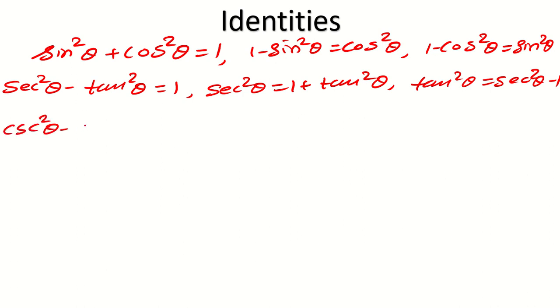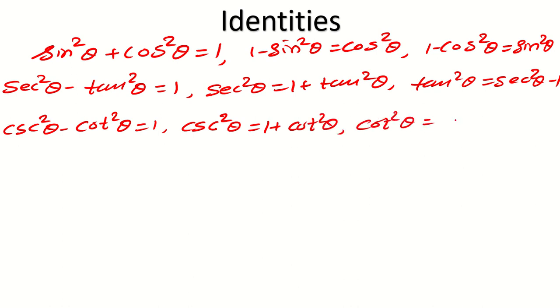cosec square theta minus cot square theta is equal to 1, which means cosec square theta is equal to 1 plus cot square theta, and cot square theta is equal to cosec square theta minus 1. These are the three identities with sine, cos, sec, tan and cosec and cot. Okay. After this, you can have complementary angle properties.